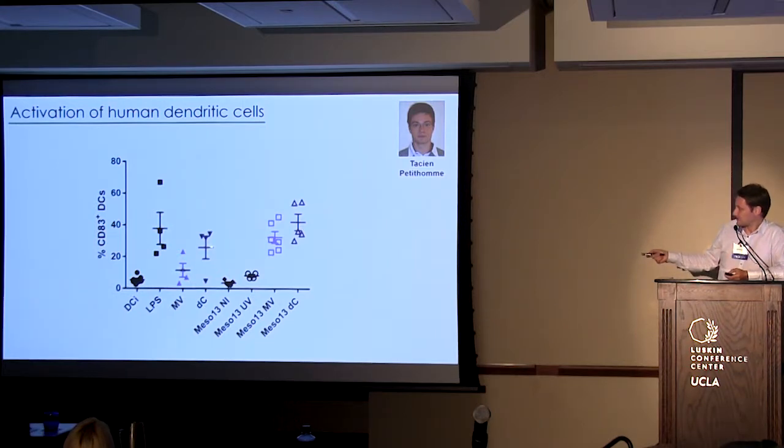And so you can see that delta C by itself is able to activate these dendritic cells a little. And what's interesting is here, when you take the mesothelioma cells, non-infected or killed by UV irradiation, which is known to be non-immunogenic, you do not have activation of dendritic cells. But when these cells are previously infected with measles virus, or even better with delta C, there will be a strong activation of the human dendritic cells.